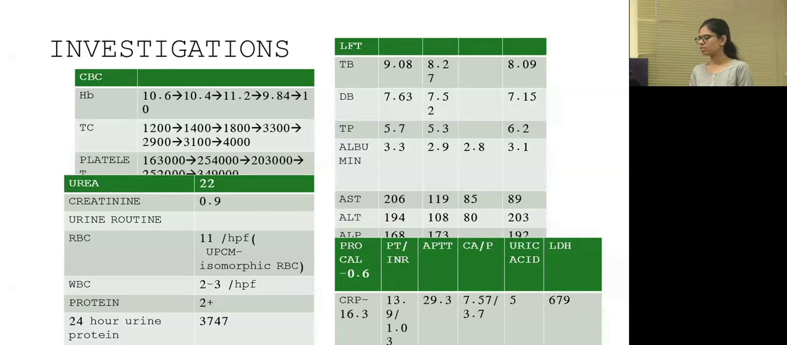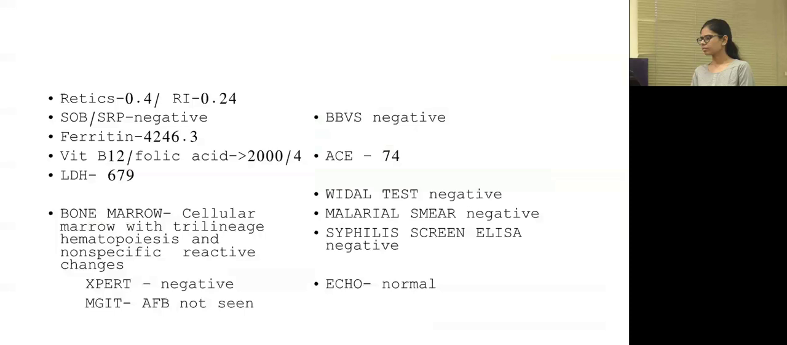His procalcitonin was 0.6, CRP was 16.3, coagulation parameters were normal. Tumor lysis syndrome workup was also normal. His retics showed a hypoproliferative picture. High ferritin was noted. And we went ahead with bone marrow to look for any evidence of lymphoma, and that showed a trilineage hematopoiesis with non-specific reactive changes. Expert was also negative. BBVS was negative. ACE level was 74.